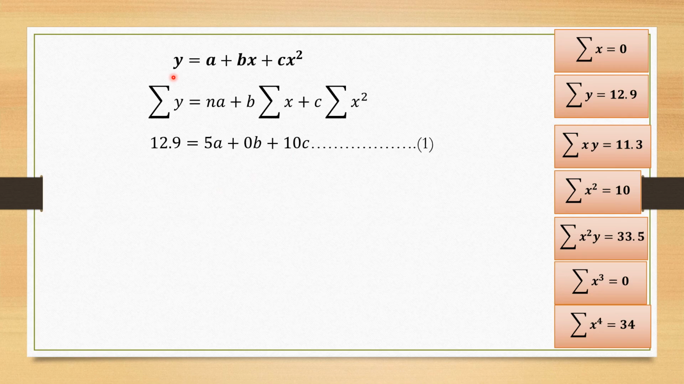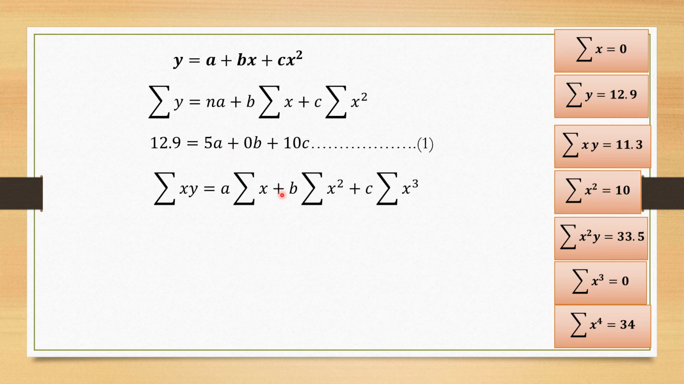Then multiplying this equation by x and taking the summation, summation xy is a into summation x plus b into summation x square plus c into summation x cube. Substituting the values: summation xy is 11.3, summation x is 0, summation x square is 10, and summation x cube is 0.